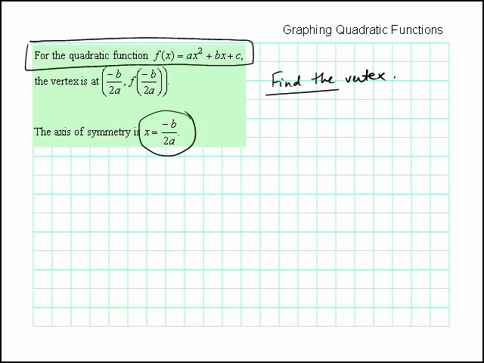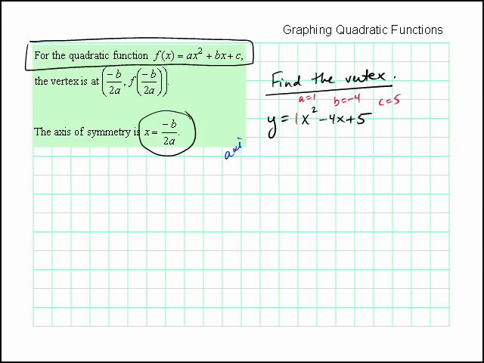Okay, so as our first example, find the vertex. We have a quadratic function, y equals x squared minus 4x plus 5. Now it's in standard form. A is 1, it's the 1 right there. B is negative 4, and C here is 5, but we don't need C for the axis of symmetry.